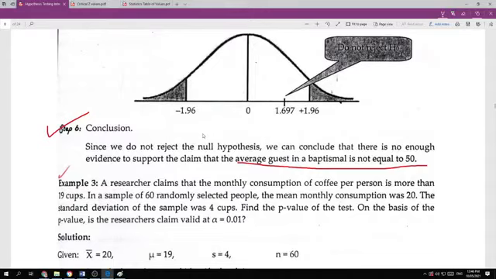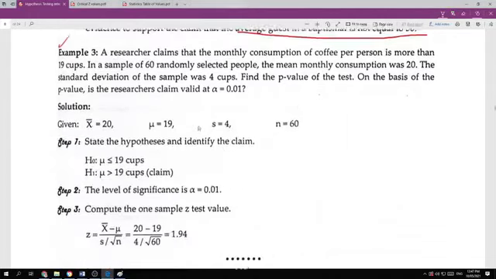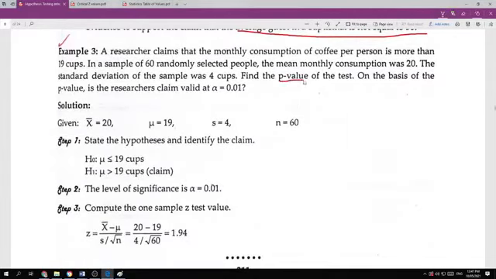Section Galileo, is example 1 and 2 clear? Yes, sir. Okay, this time, examples 1 and 2 are using the critical Z. In problem number 3, we will be using the p-value. Okay? So, take note of that.